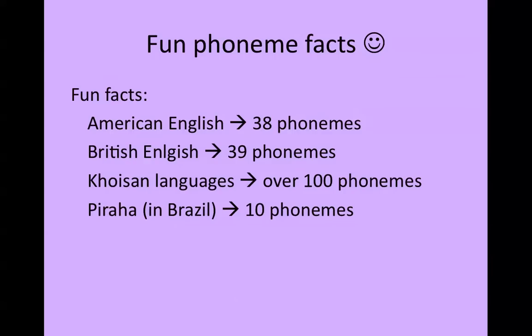Here are just some fun phoneme facts. In American English, there are 38 phonemes, whereas in British English, they have one more phoneme than us, and they have 39. In Khoisan languages, which are found in Africa, they have over 100 phonemes. So if you compare that with American and British English, they have a lot more phonemes than we do. And then there are some languages, such as Piraha in Brazil, which have even fewer phonemes than we do in English. They only have 10.